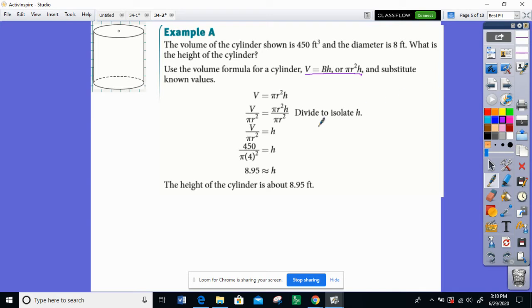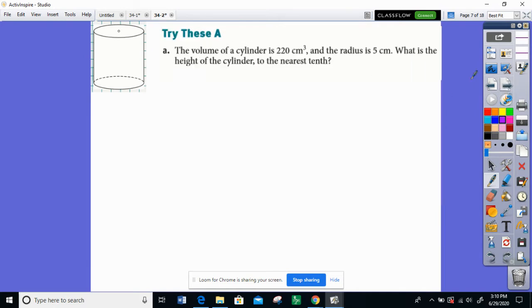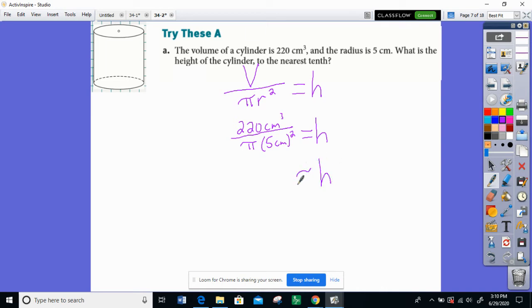Well, we can actually just use this same formula right here. We already showed the work to see that if you're solving for the height, that's equal to the volume divided by pi times the radius squared. So we're going to write that out. So they told us that the volume is 220 cubic centimeters divided by pi times 5 centimeters squared. So when we work that out, put that in your calculator, you should get about 2.8 centimeters. Not too bad.